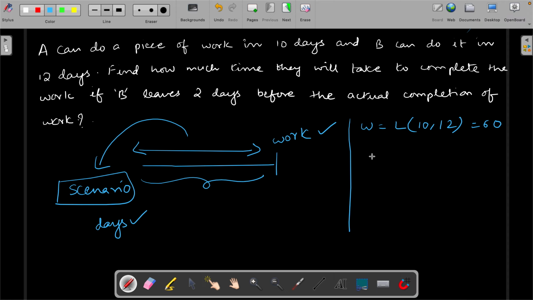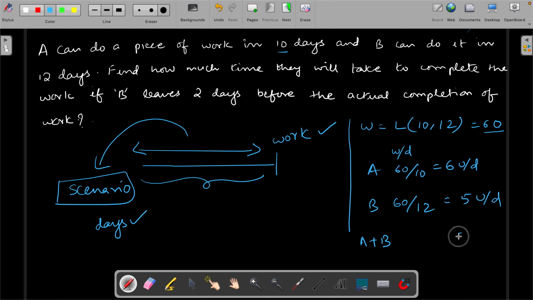Now we need to find out 1 day work of A and B. The total work is 60 units and A does it in 10 days. Then what is 1 day work of A? 60 by 10, which is 6 units per day. In the same way, 1 day work of B is 60 by 12, which is 5 units per day. Now what is 1 day work of A and B combined? 11 units per day. Now we will use all these values to solve our problem.